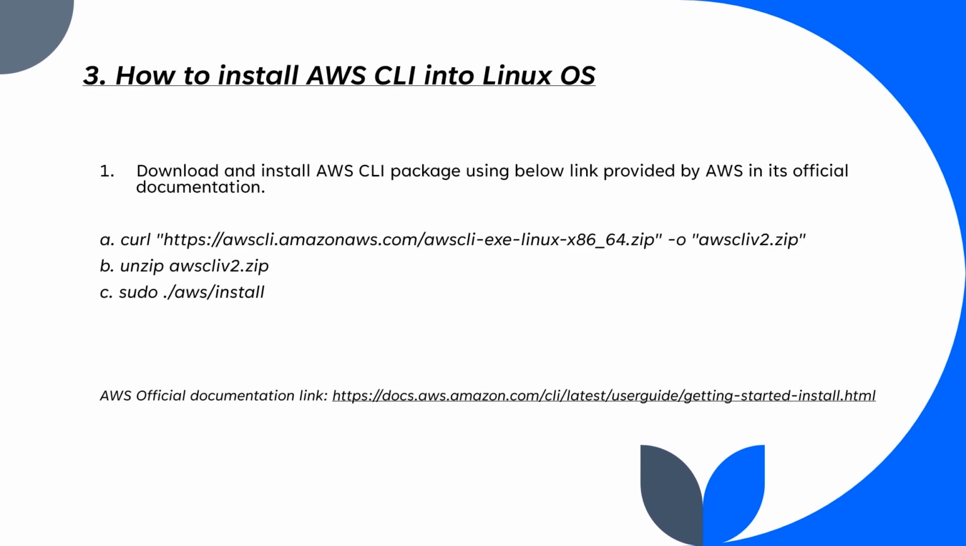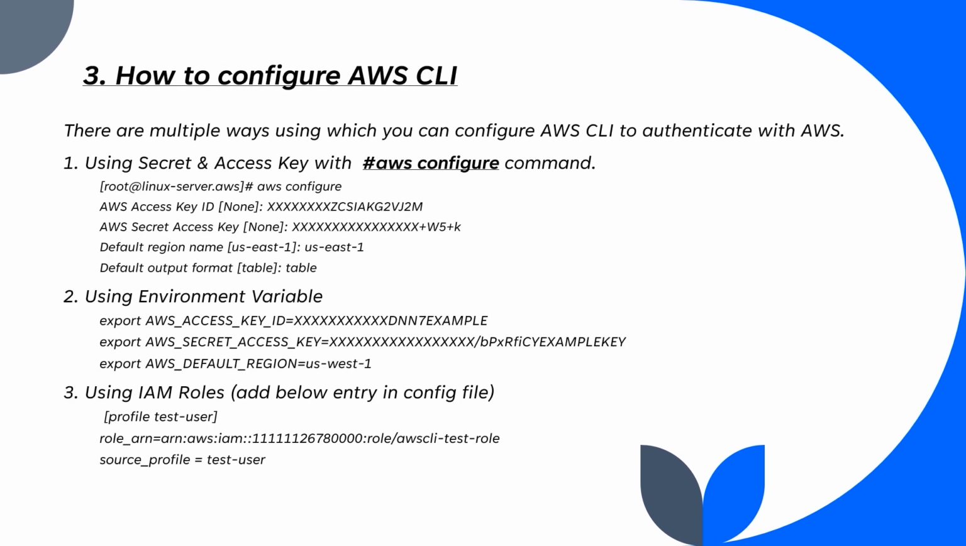So now see how you can install AWS CLI into the Linux based operating system. You have to download the package from this given link using the curl command. Once the package is downloaded, you can use unzip to unzip this package, and once it's unzipped, you can use the ./aws/install script to install AWS CLI into your operating system. So now you have downloaded and installed AWS CLI into your operating system.